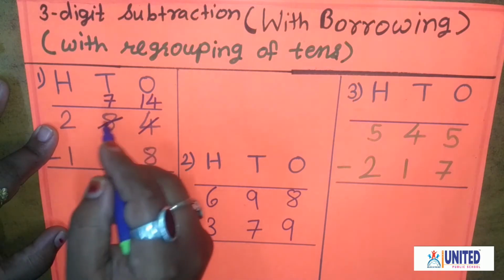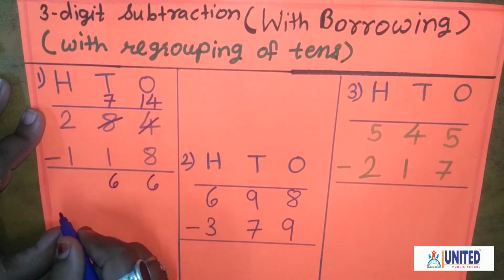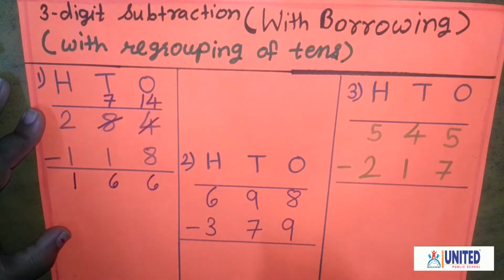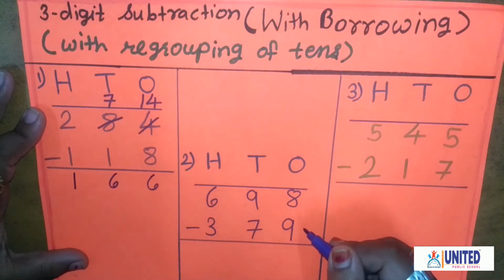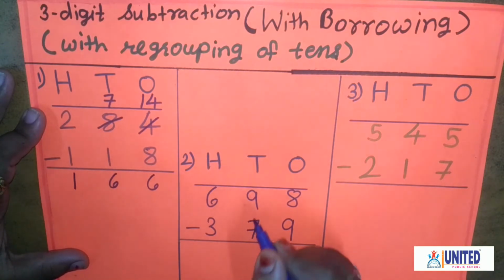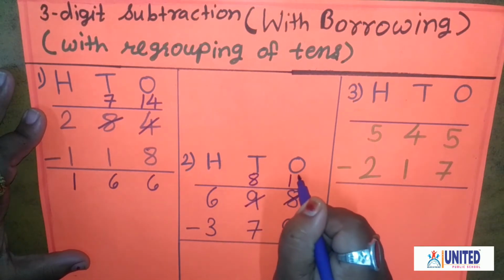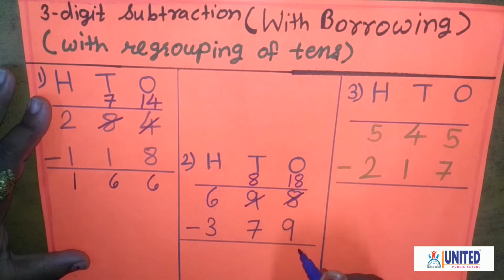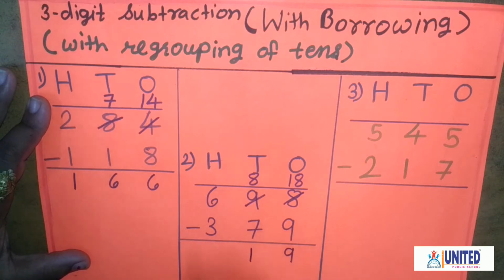Now the numbers in the tens column are 7 and 1. So 7 minus 1, yes, 6. And 2 minus 1, 1. Okay, now the next example. 8 minus 9, possible? No. So we take a borrow from the tens column. Here 8 remains, and here it is 18. Now 18 minus 9, is it possible? Yes. So count after 9 till 18. So our answer is 9. Now 8 minus 7 is 1 and 6 minus 3 is 3.